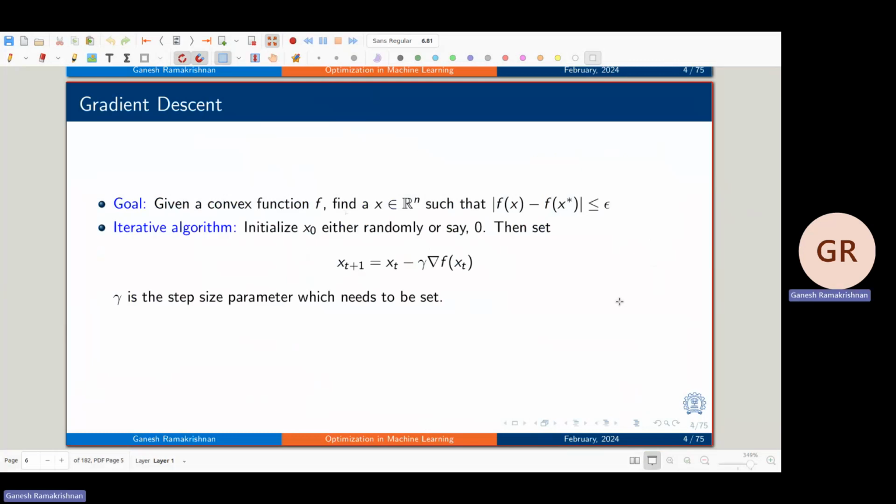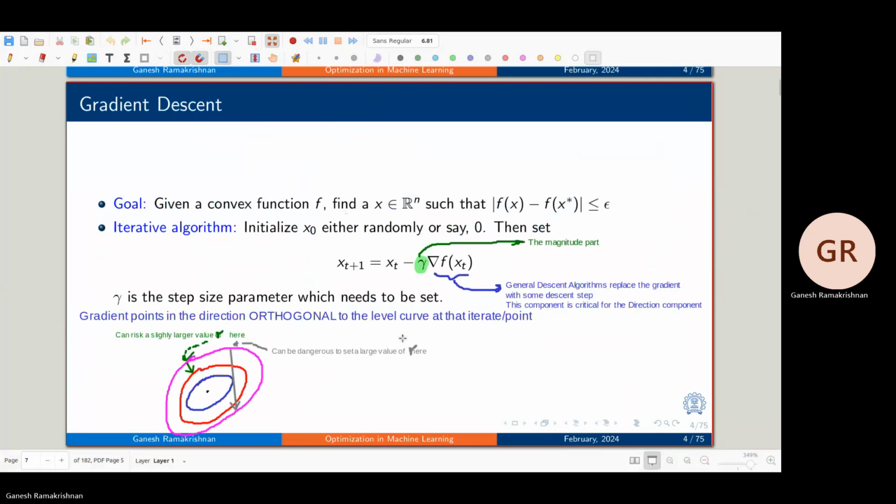The idea is to go iteratively. So x_{t+1} is x_t minus gamma times the gradient of f at x_t. So if this is my current point x_t, then my next iterate is x_{t+1}. This gamma is basically the step size, and that needs to be often set.